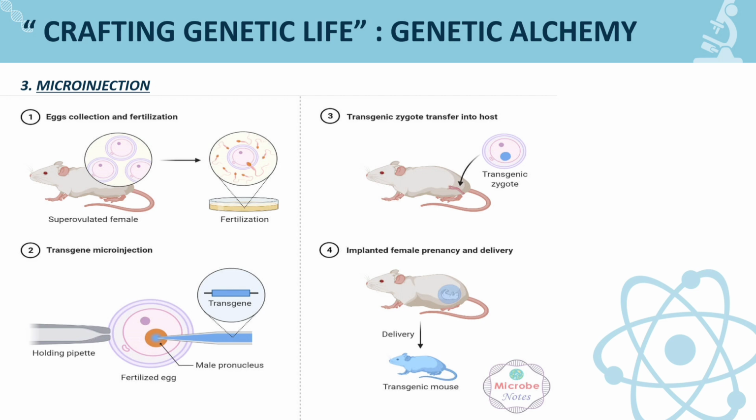And then after this, the fertilized egg, the zygote formed, will be inserted into the reproductive tract or the uterus of the female animal. And then after this, the transgenic zygote will be developed into a complete offspring, and the organism formed will be a transgenic organism, right? Here in this case we have taken the mouse. We can also take other animals like sheep, etc.